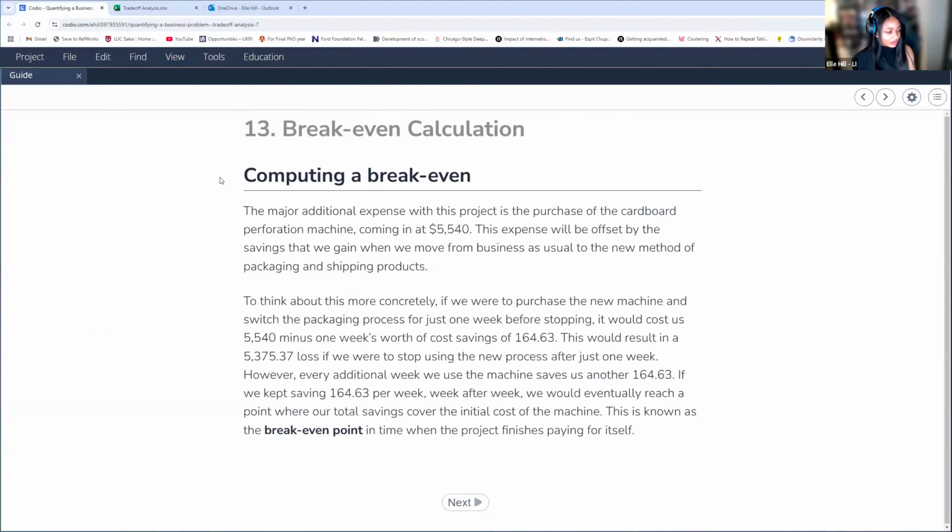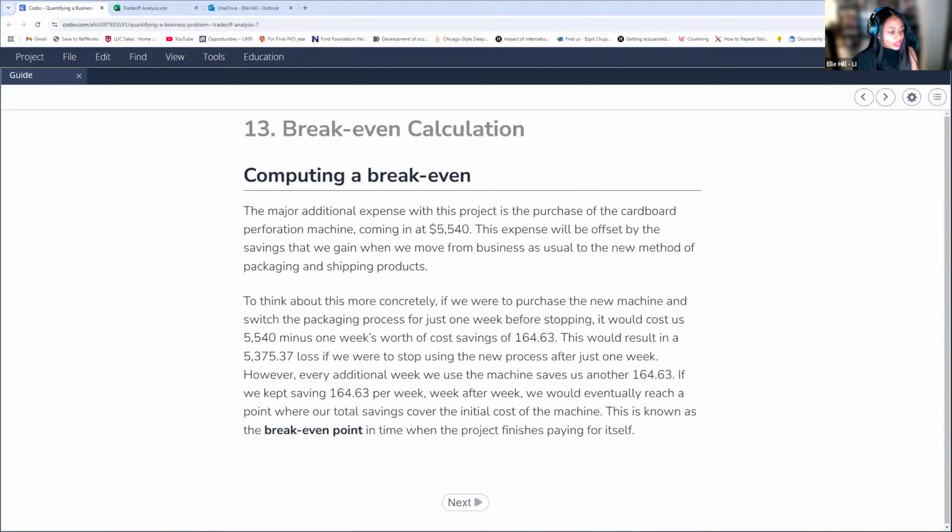Yeah, exactly. So it's going to be 34 weeks. And well done. I didn't see any 33s. I saw 33.4, which is great, but it actually won't be 33 because you have to make sure that you're paying off the machine. You can't have anything left over. So let's do this together.